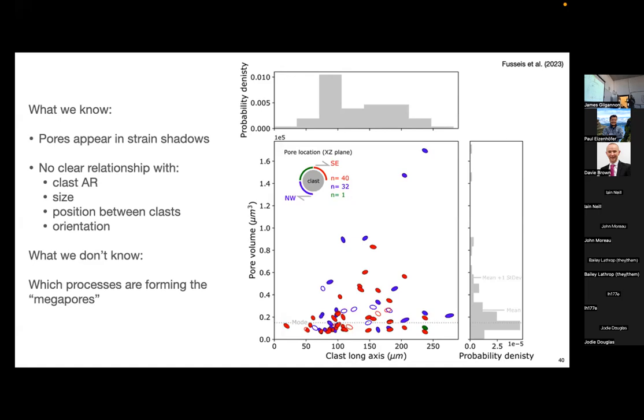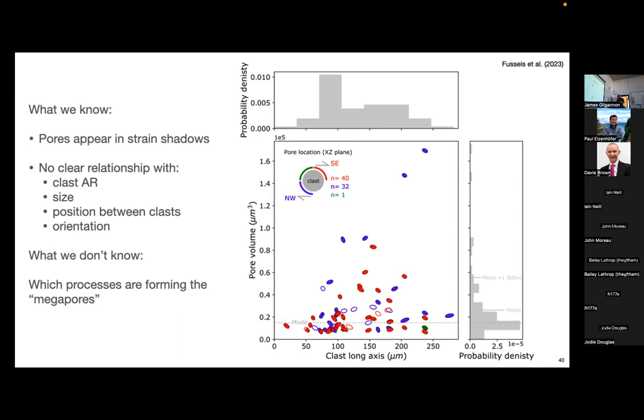Now, there's a lot of information in there, but if you stare at it long enough, the big thing that jumps out at you, and the reason why you're having to concentrate so much, is that there's no clear relationship between anything. There's no clear relationship with aspect ratio. You can plot this separately on a simpler diagram. You don't see any clear relationship with size. It appears for all different sizes of clasts. And it doesn't matter really what the orientation is. There are many different orientations in which they appear. The main consistency is that they almost always appear with regard to the shear sense in these kinds of strain shadow positions, these pressure shadow positions as well.